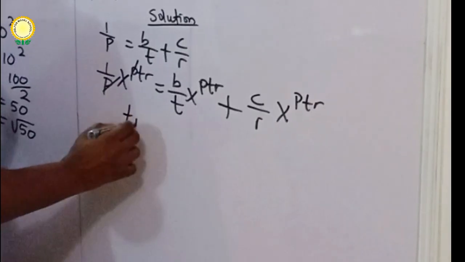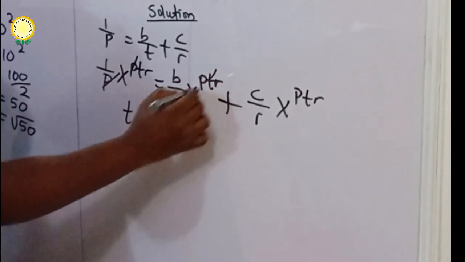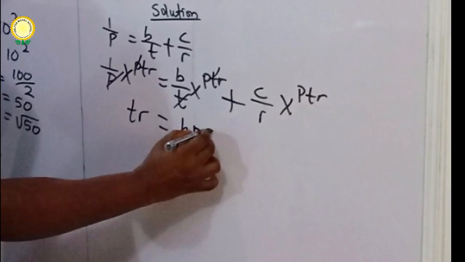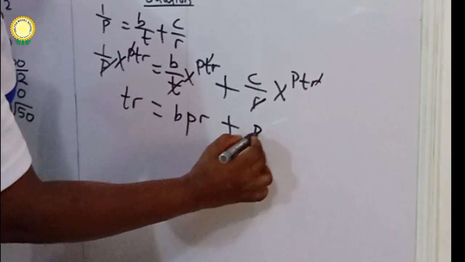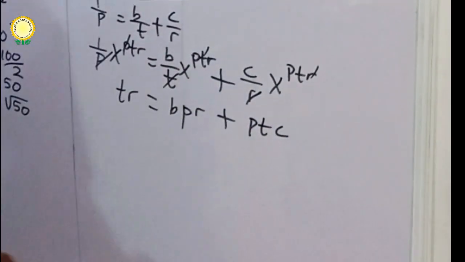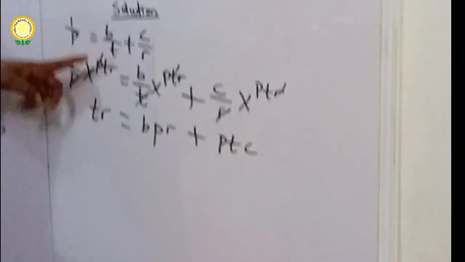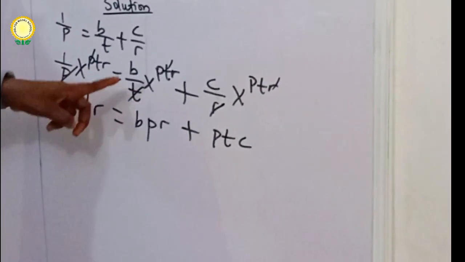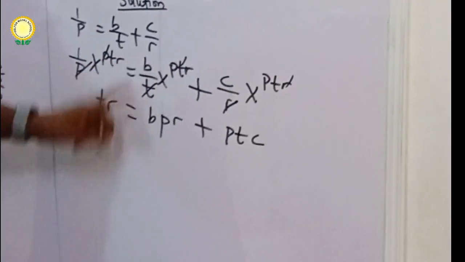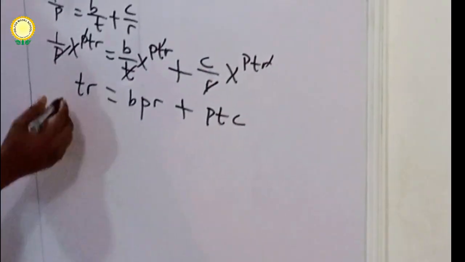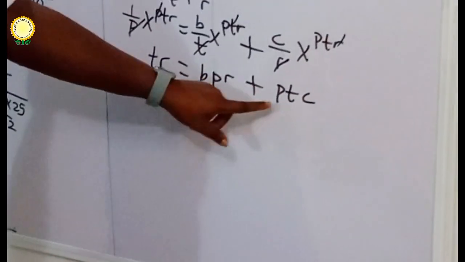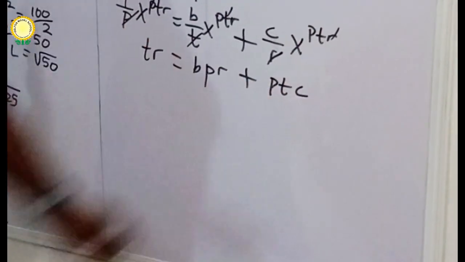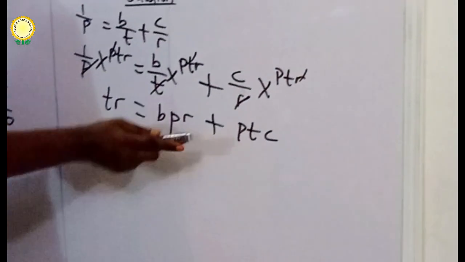Okay, so we have TR equals BPR. We need to be careful here, plus PTC. Okay, so cross check your work. PTR, we have TR, we have PR times B, then we have PT times C. We have TR equals BPR plus PTC. So the question says make R the subject of the formula. So we have R here and we have R here.